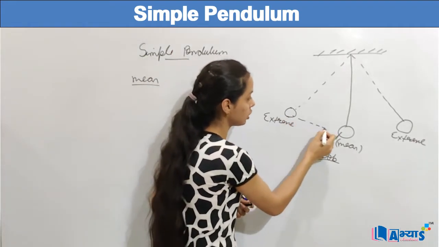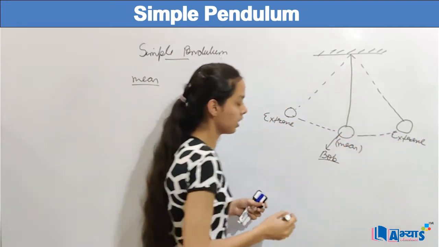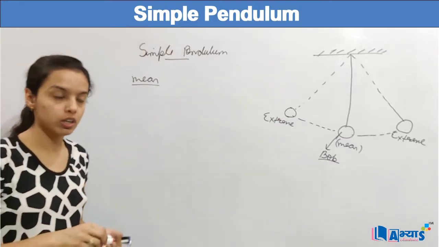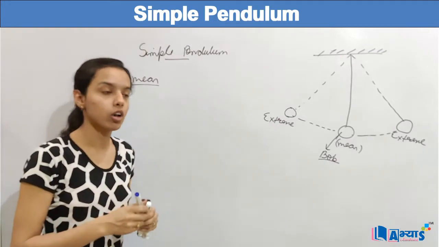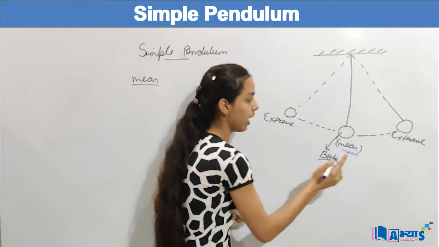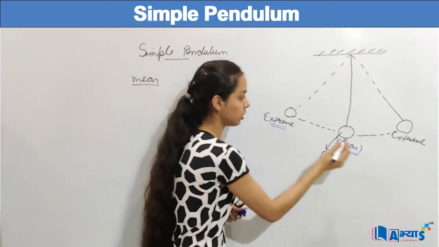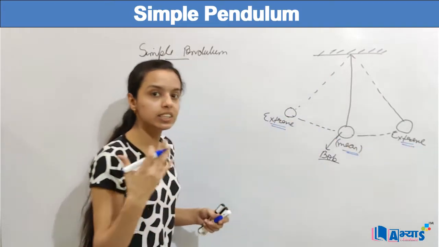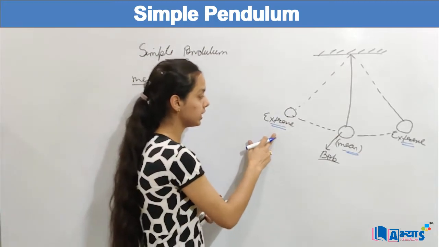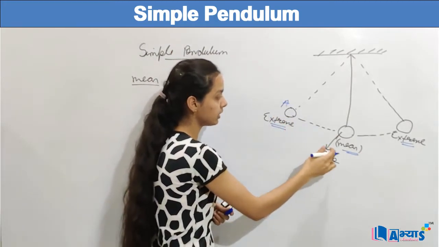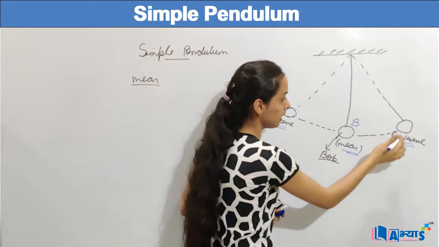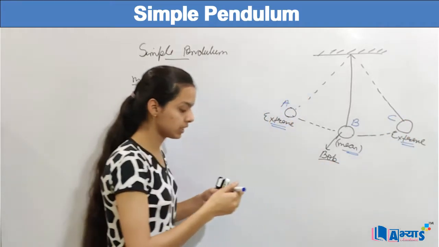So you can always show them in dotted lines. In a simple pendulum, you must always know that there will always be one mean position and two extreme positions. Now let us name these positions. The first extreme position is point A, then the mean position is B, and the other extreme position is C.